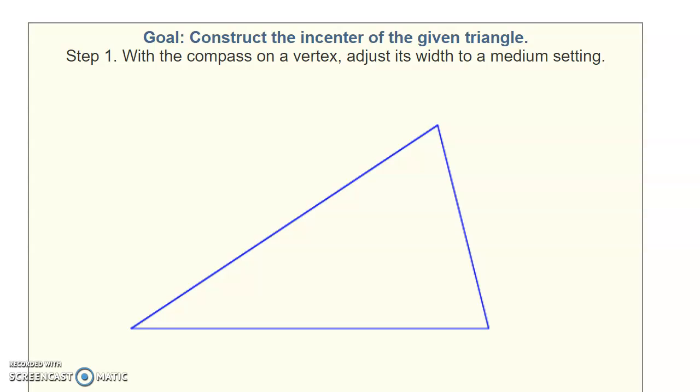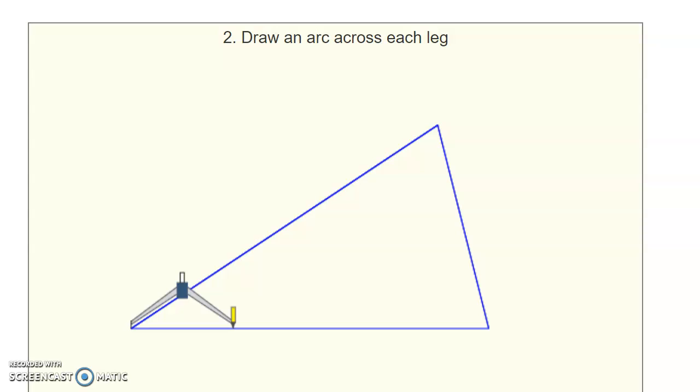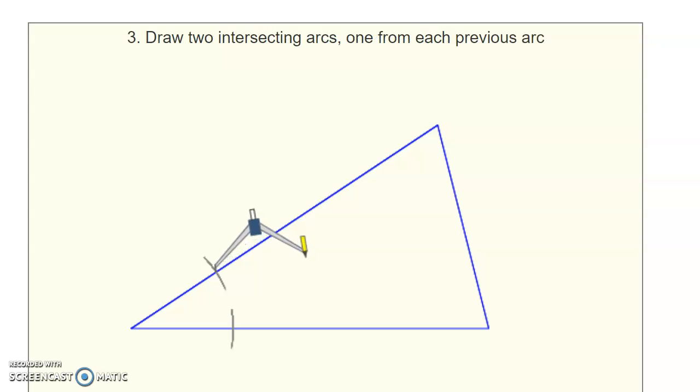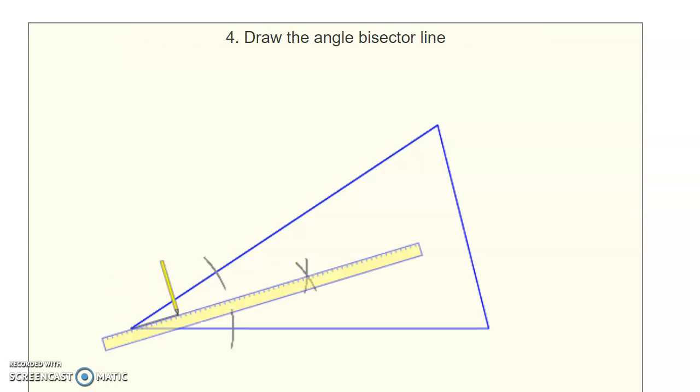So what we do with this construction is we construct the incenter of a triangle. Triangles have three angles. If we bisect all three angles, those angle bisectors will meet at one spot. That point of concurrency is called the incenter. So we construct this by bisecting one angle, just like the construction we just saw. Get our first angle bisector by connecting here.